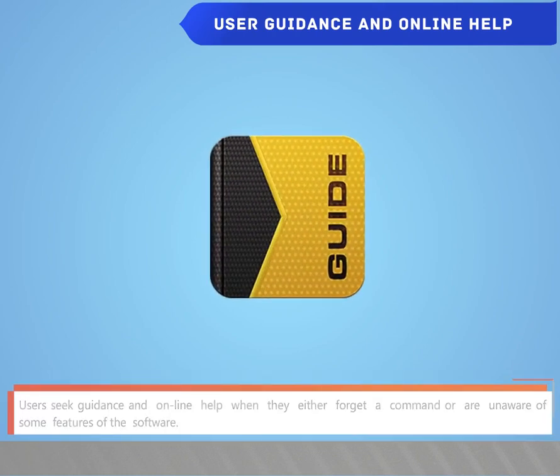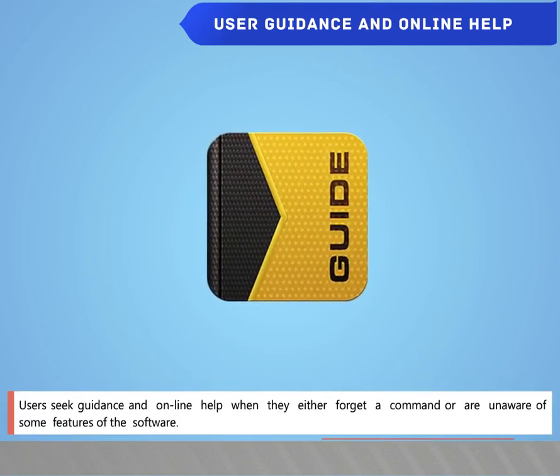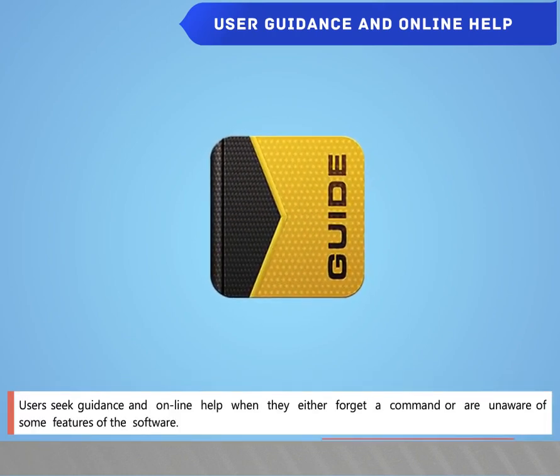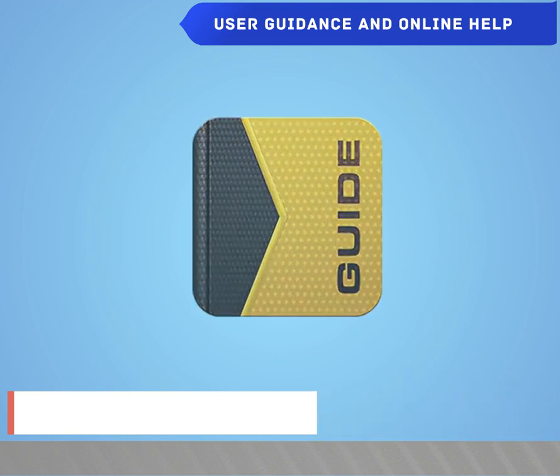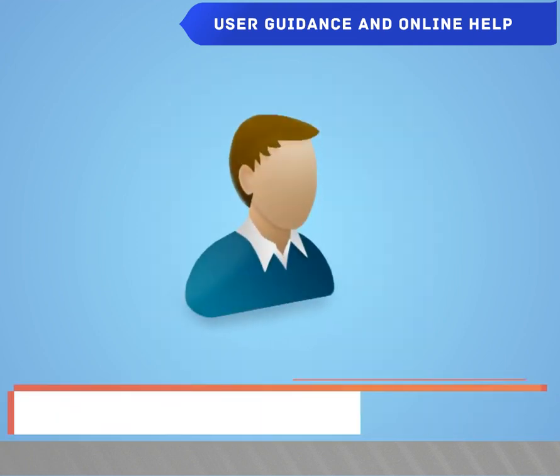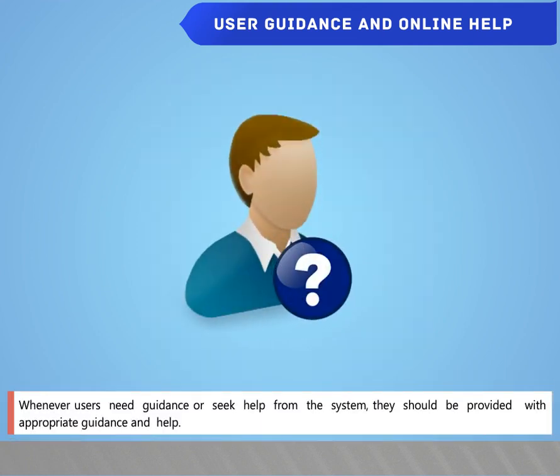User guidance and online help. Users seek guidance and online help when they either forget a command or are unaware of some features of the software. Whenever users need guidance or seek help from the system, they should be provided with appropriate guidance and help.